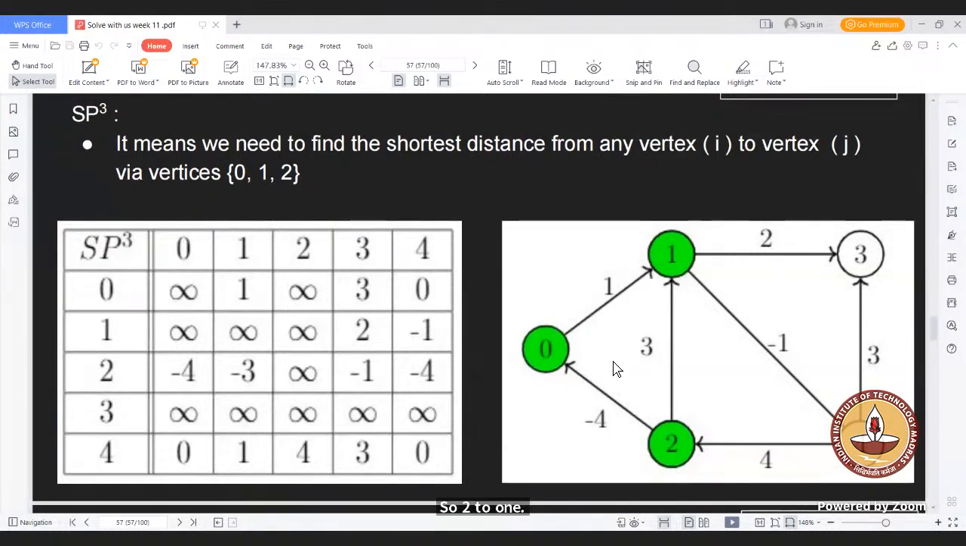So from 3 we can't go anywhere. There are no outgoing edges. So everything will be infinity here.